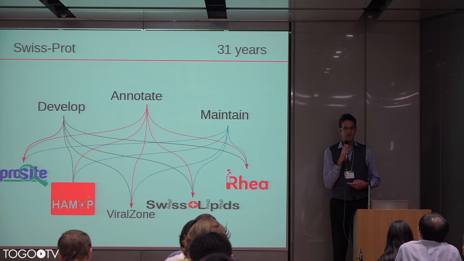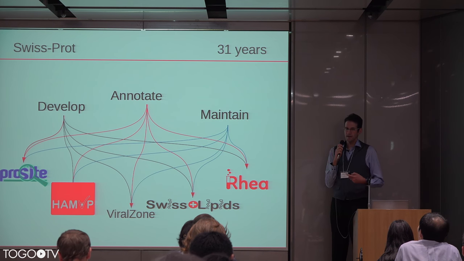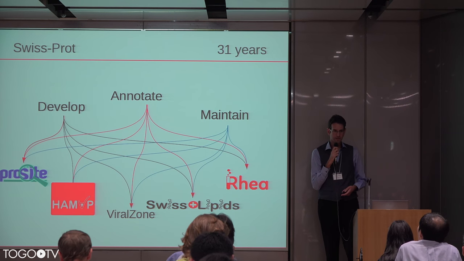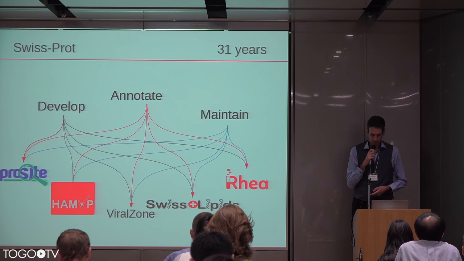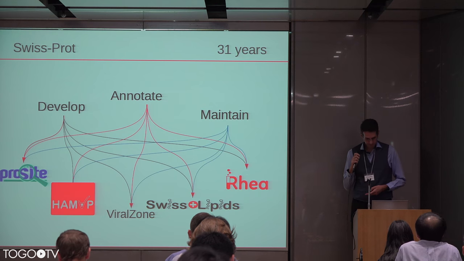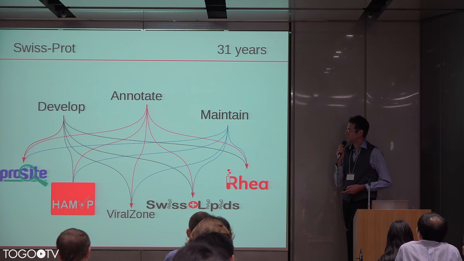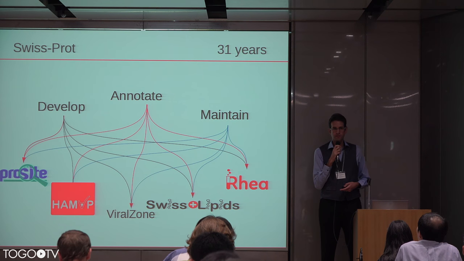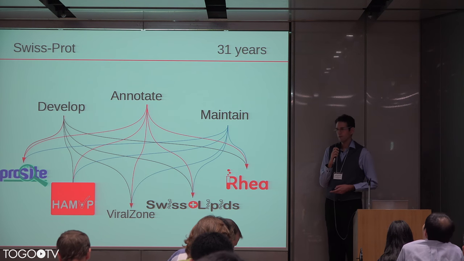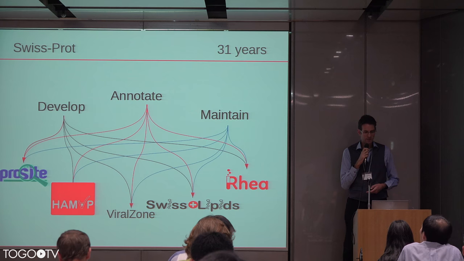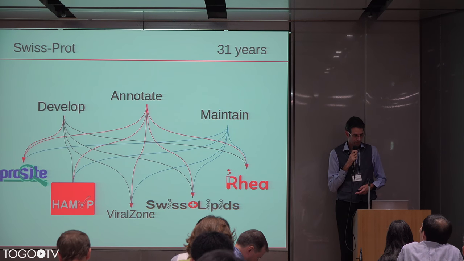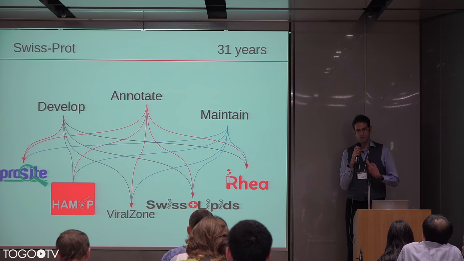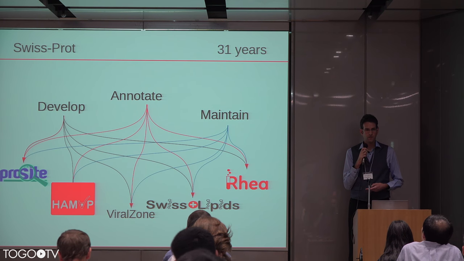And this is where commercial IT and life science IT start to diverge, because we need different things than what large companies like Google or Facebook do. In this group, we develop, annotate and maintain different databases. We always try to feed them back into UniProt SwissProt, but we are also larger than just UniProt. For example, we work on PROSITE and HAMAP, which are rule-based systems for doing annotation.